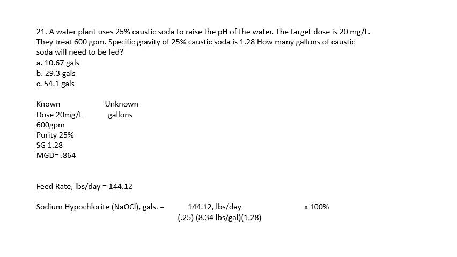So 144.12 pounds per day divided by 0.25 times 8.34 pounds per gallon times 1.28, and that gives us an answer of 54. So the answer is C, 54.1 gallons.